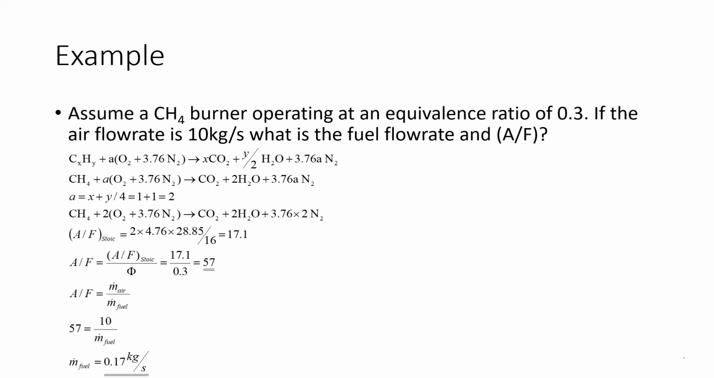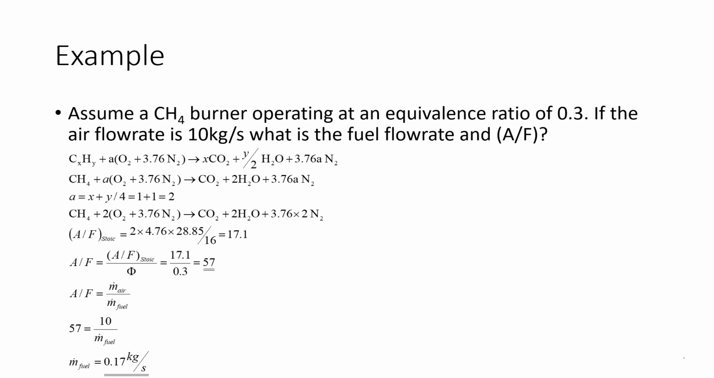We can first write the general stoichiometric equation for burning of a hydrocarbon. And then we can apply that for methane. So here we have x equal to 1 and y equal to 4. With x and y values, we can calculate a. With a, we can write the stoichiometric equation for combustion of methane. Based on the equation, we can write the stoichiometric air to fuel ratio. So we calculate it as 17.1.